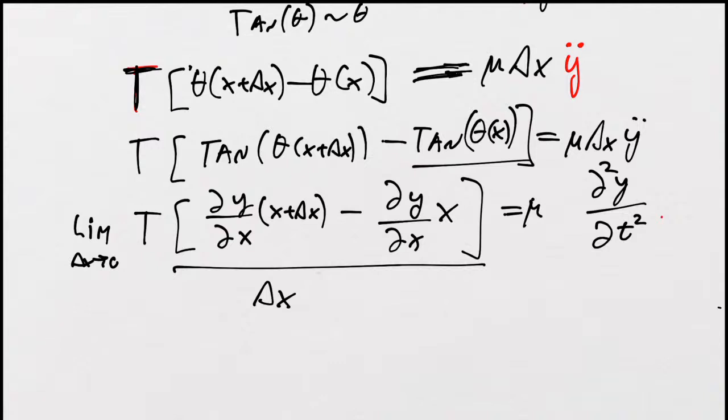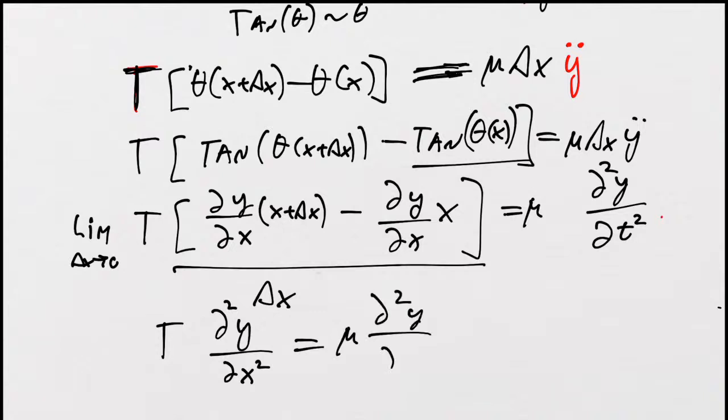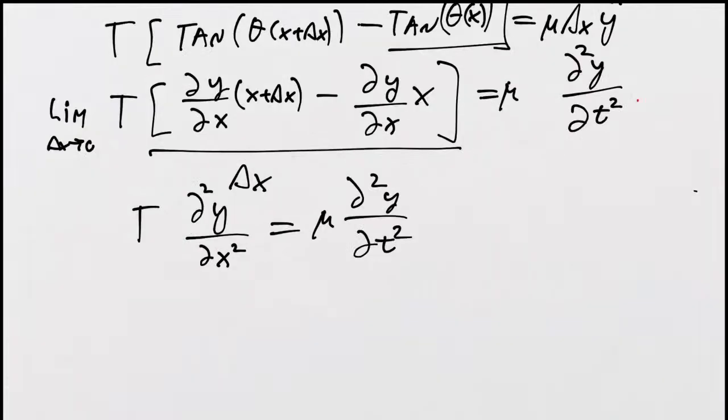Now that limit does not affect the right side, right? That's constant. There's no delta x over here, but there is delta x over here, and this is the definition of a derivative, of partial y partial x, and that means that this side is going to become the tension times the second partial of y with respect to x, and that's what that limiting effect does, and we get the mass density times the second partial of y with respect to t, and then we are basically done.